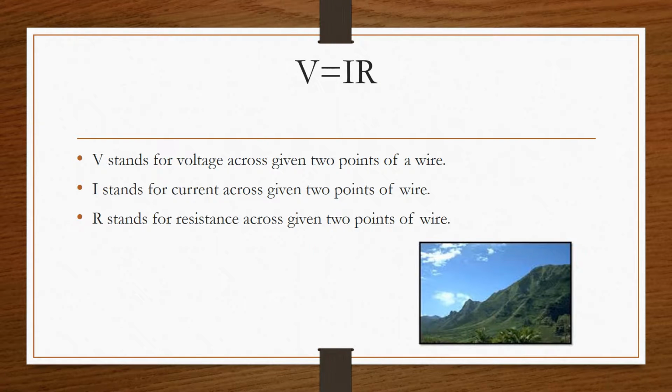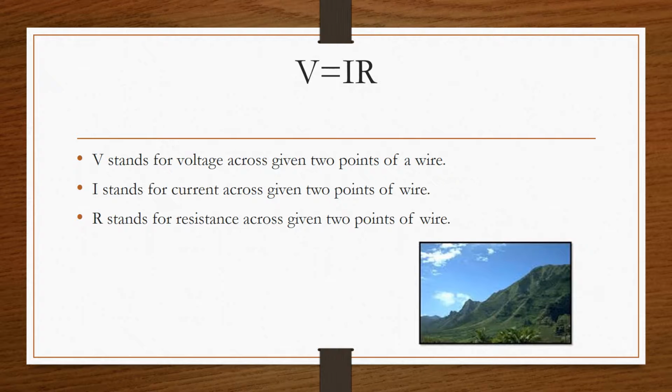To understand this relation, I want you guys to imagine a hill. Alright, there is a man standing on top of the hill. Now, this man represents the positive potential of a battery, and at the bottom of the hill, there is a point which represents the negative terminal of a battery. Now, the water in this case stands for the current.